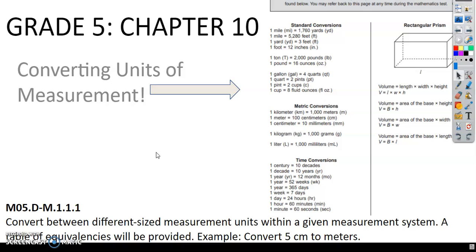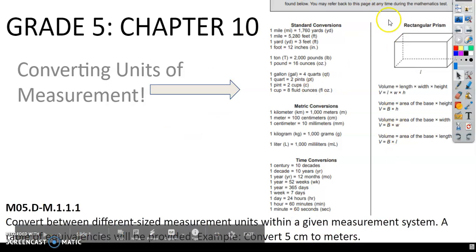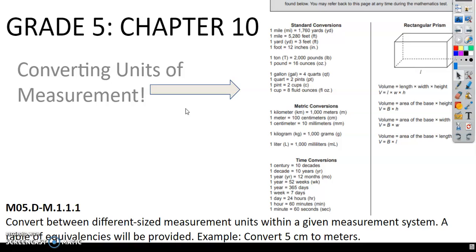The table of equivalencies, what you see right here, will always be provided to you if you are doing problems where you are converting between units of measurement. Keep in mind, when you're older, you know how much I love to cook and bake, I still have to look up things like how many pints are in a cup or how many cups make up ounces, thinking about pounds and ounces as well.